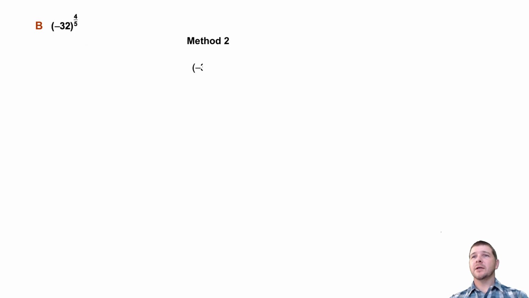In method 2, we begin differently. Negative 32 raised to the 4/5 power can be rewritten as the 5th root of negative 32 raised to the 4th power. Now again, negative 32 can be thought of as negative 2 to the 5th power, so our radicand changes. Now we have the 5th root of negative 2 to the 5th power raised to the 4th power. Simplifying, we have negative 2 to the 4th power, and once again, we find that's 16.